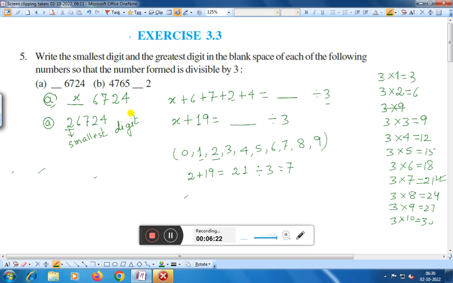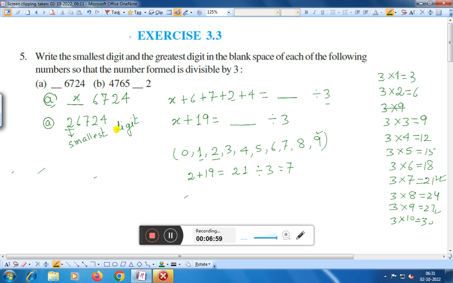Now, if we put the greatest value, what is the greatest value? The greatest value is 9. Now, if we add 19 with 9, we get 28. But 28 is not divisible by 3. That means we have to take 27, which is a multiple of 3, right?